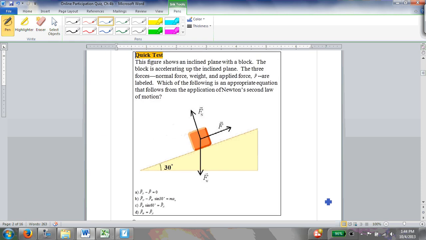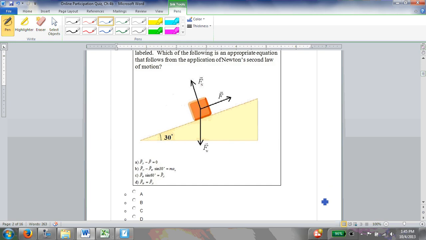All right, this figure shows an inclined plane with a block. The block is accelerating up the inclined plane, and the three forces are labeled. Which of the following is an appropriate equation that follows the application of Newton's second law of motion? All right, so let's just go ahead and draw my vector diagram. There's my x-axis. There's my y-axis.